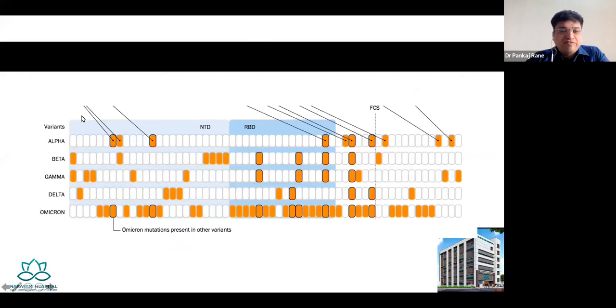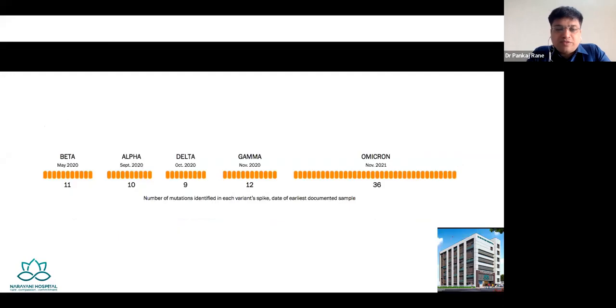If you see the different variants, this is the NTD, this is the RBD, and these are the fusion cleavage sites, and these are the mutations we can see here. So the maximum mutations in Omicron have occurred at the receptor binding sites. And because of these variations, it has become more transmissible.